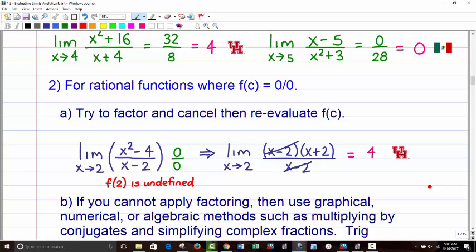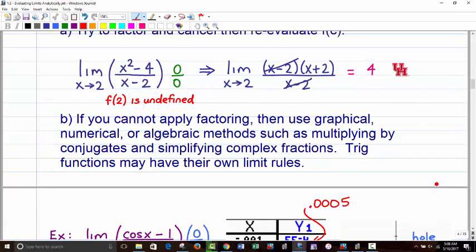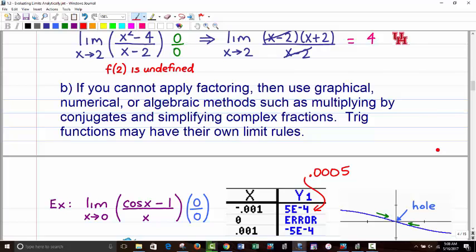Now, sometimes you can't do that, so then that's when you would strongly consider reverting back to graphical or numerical methods. Now, sometimes trig ones can be kind of interesting because you may have to conjugate things and do some manipulations to trig functions or other weird stuff.